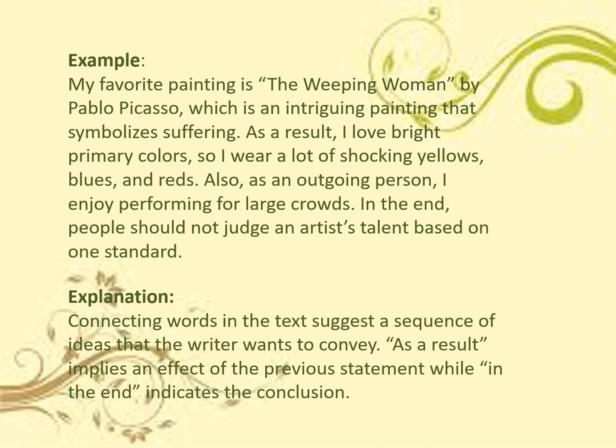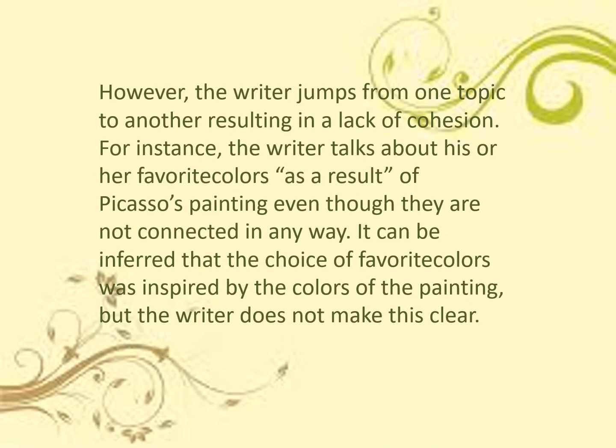Connecting words in the text suggest a sequence of ideas that the writer wants to convey. As a result, implies an effect of the previous statement, while in the end indicates the conclusion. However, the writer jumps from one topic to another, resulting in a lack of cohesion. For instance, the writer talks about his or her favorite colors as a result of Picasso's painting, even though they are not connected in any way. It can be inferred that the choice of the favorite colors was inspired by the colors of the painting, but the writer does not make this clear.